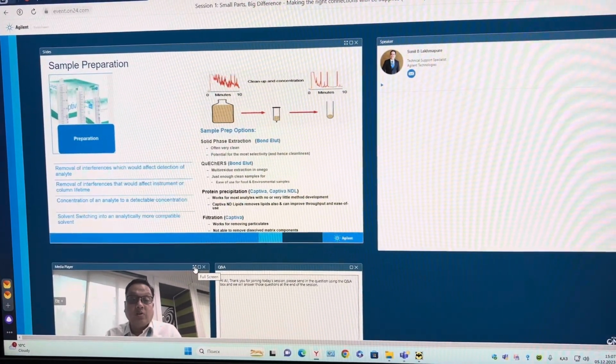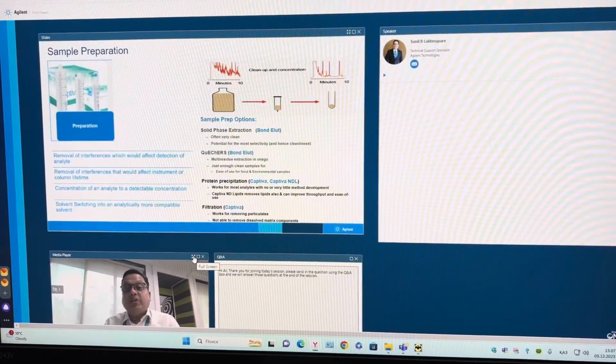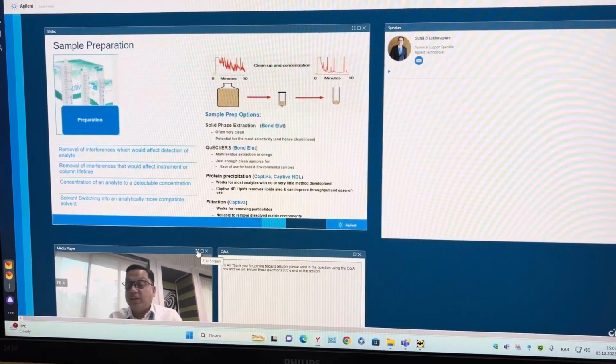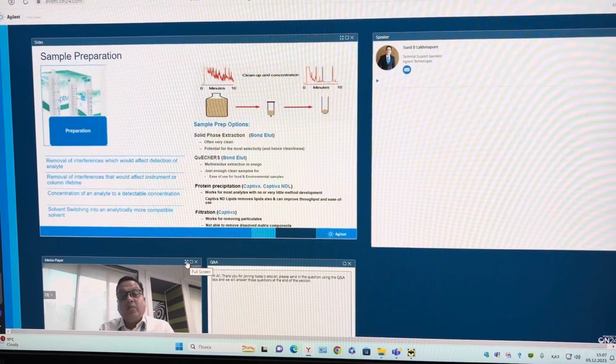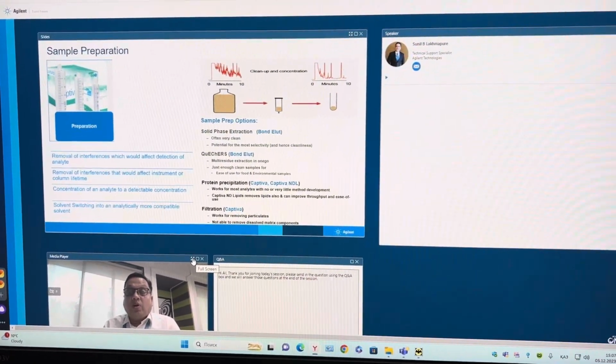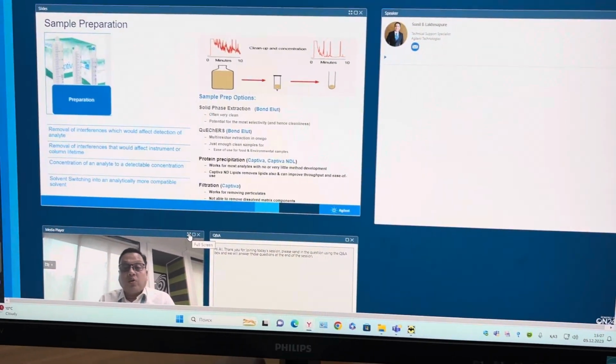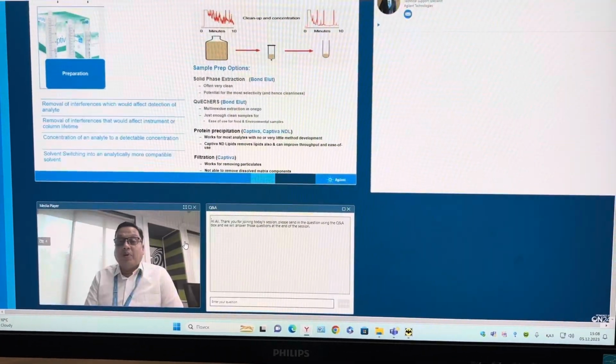So it's very critical. If you talk about sample preparation, removal of interference which will affect the detection of the analyte is very important. Your analyte should get detected. And then removal of interference which would affect your instrument or the column. That is also a very important part of sample preparation.